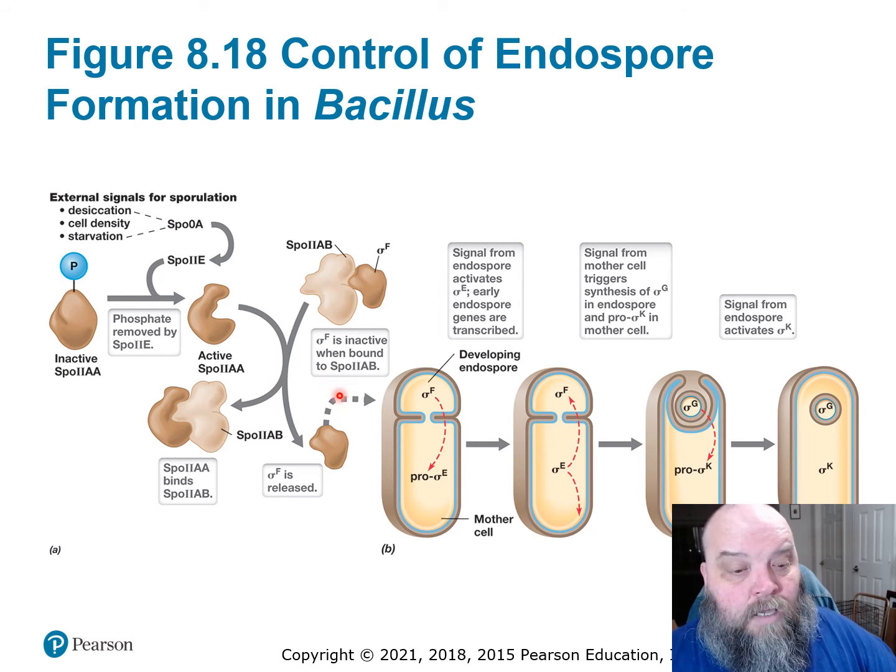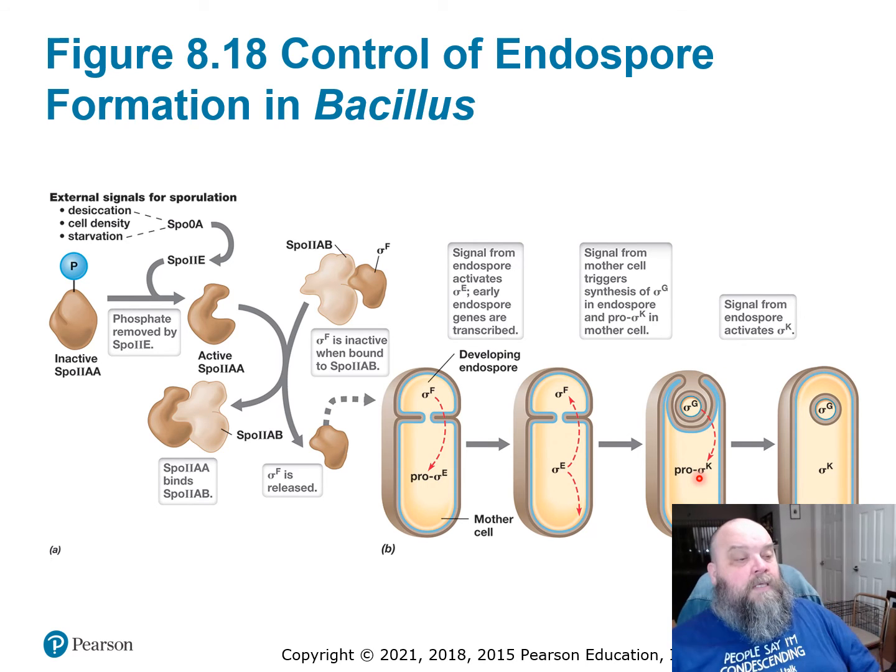SPO2AB goes and activates a couple of different sigma factors. So SPO2AA pulls off 2AB, which allows sigma factor F to be activated. Boom. Sigma factor F triggers a whole host of responses. Sigma F goes, activates sigma E. Sigma E spreads throughout the cell and starts triggering all of those different layers to be laid down.